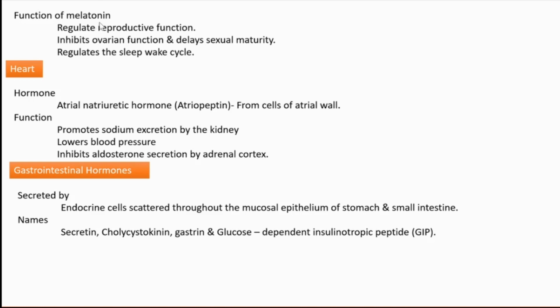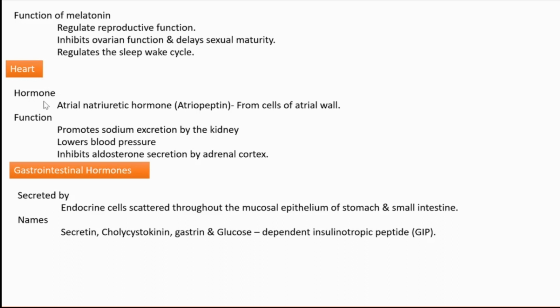Function of melatonin, what is the function? It regulates reproductive function. And also, it inhibits ovarian function, delays sexual maturity. And also, it regulates our sleep-wake cycle.